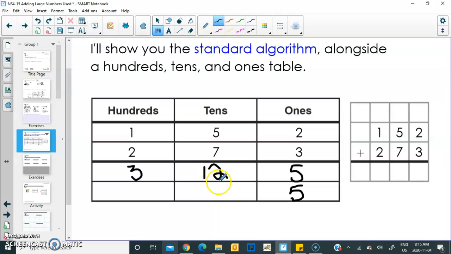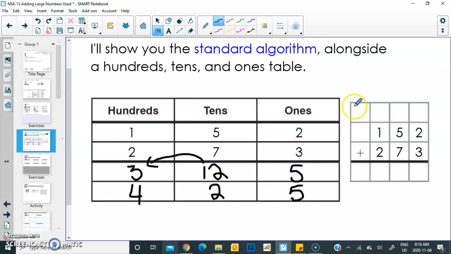For the 12, we know we need to regroup it. So we know we have one group of 10 tens, which 10 tens equals 100. So we know we have to kick that group of tens to the 100 spot, and we leave the 2 behind. Okay, now we're going to add 3 plus 1, which equals 4. So our answer is 425.